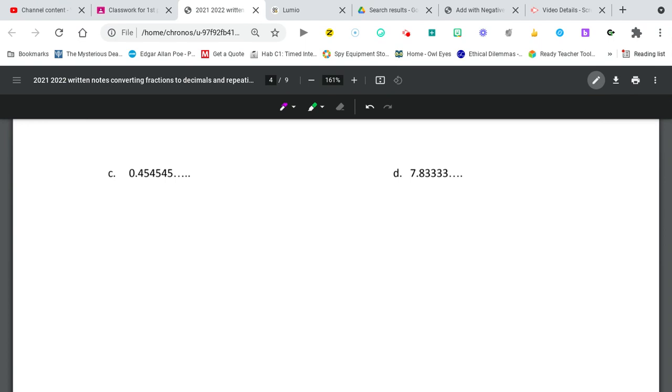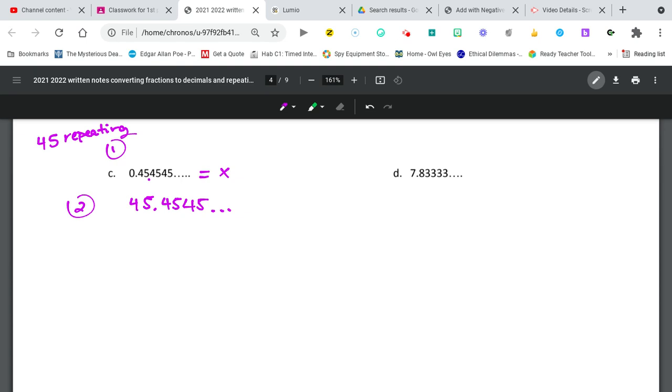Good. The first step is to set it equal to x. The second step is to decide what's repeating and get it in front of the decimal. Well, I know 4 and 5 are repeating. So I'm going to have to get a 4 and a 5 in front of the decimal. And the rest of this can just stay.